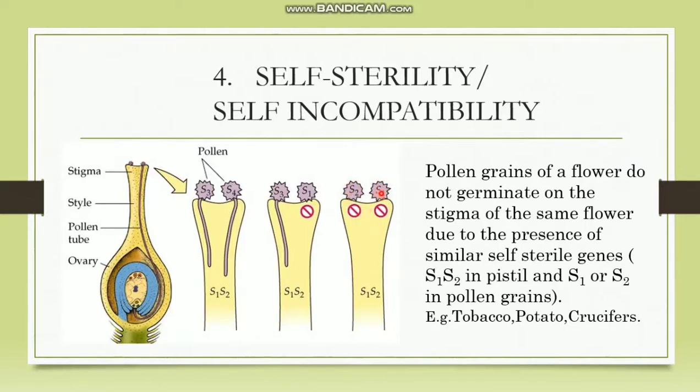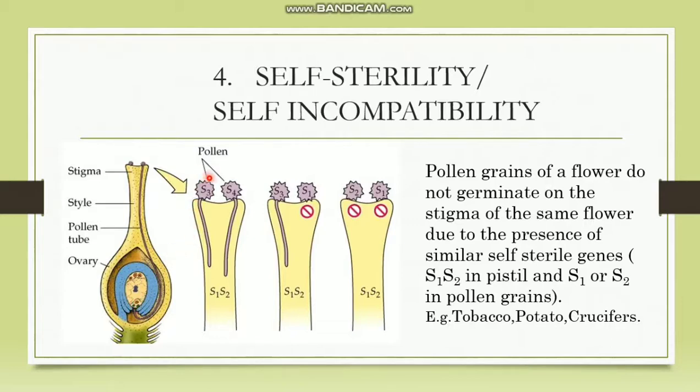And then they come in contact with the stigma. Due to these similar alleles, the pistil is having S1 and S2 and the pollens are also having S1 and S2. So these pollen grains will either not germinate, and if at all they germinate, their pollen tube will not be able to reach the ovule and the egg present inside the ovule.